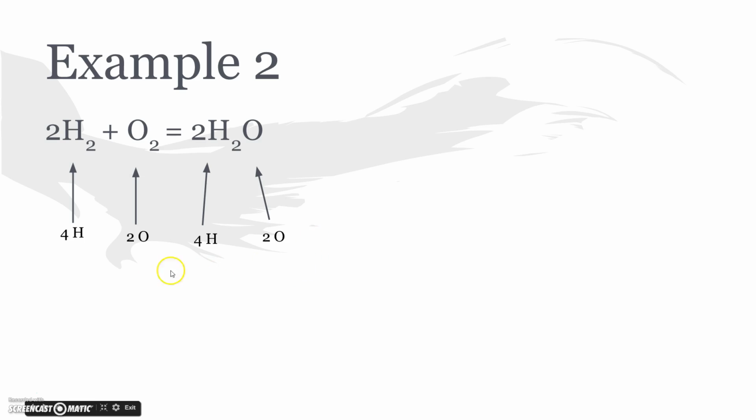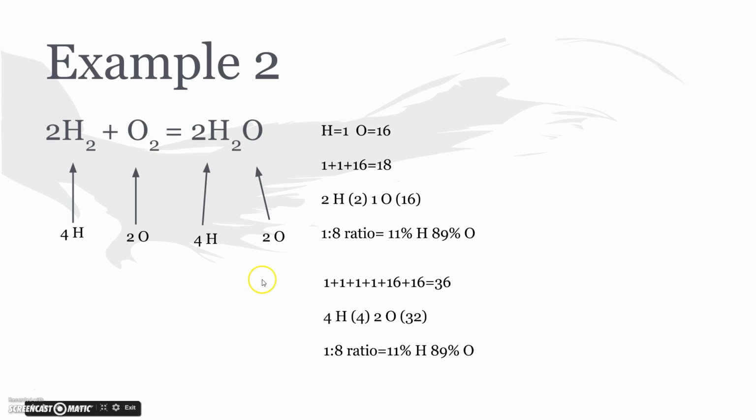So because of the law of definite proportions, we know that water always has a 1:8 ratio of hydrogen to oxygen, or 11% hydrogen and 89% oxygen, because the mass of each element is always the same, and the formula for water is always the same.